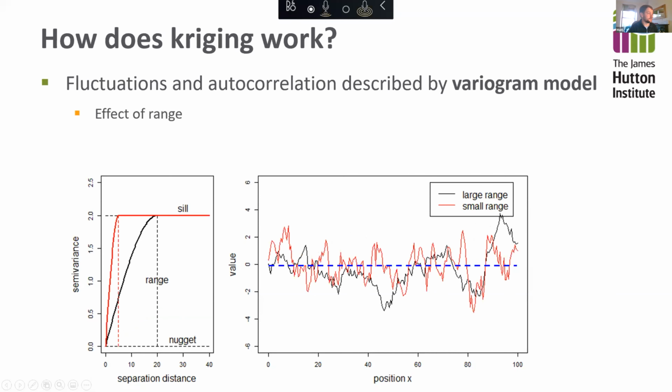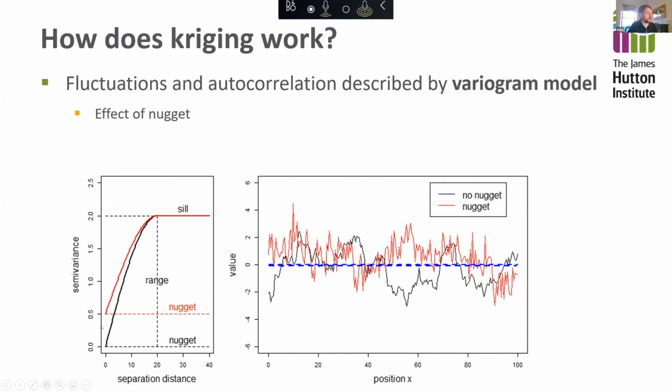Then we have the range. That's the value at which data starts being uncorrelated, basically. So it doesn't really matter once you get above the value of the range. It doesn't matter if you are, in this case, at a 10-meter difference or at a 40-meter difference, the variance will be the same. So they're equally uncorrelated. Again, if you generate two random realizations, you can see that the red one is the one with the short range. So we have much shorter periods in the fluctuations, whereas the black one is with the larger-scale range, where the periods are a bit longer.